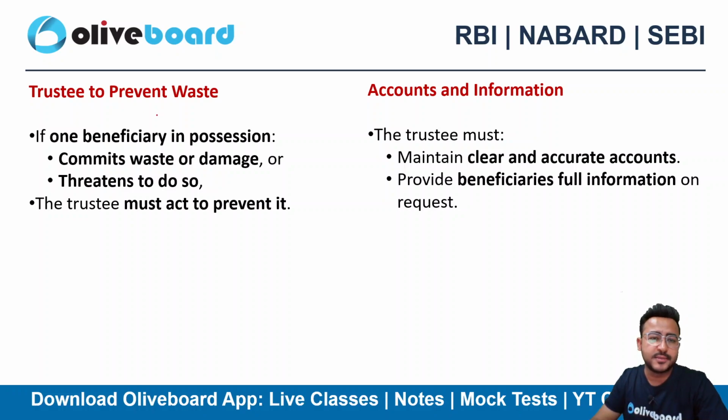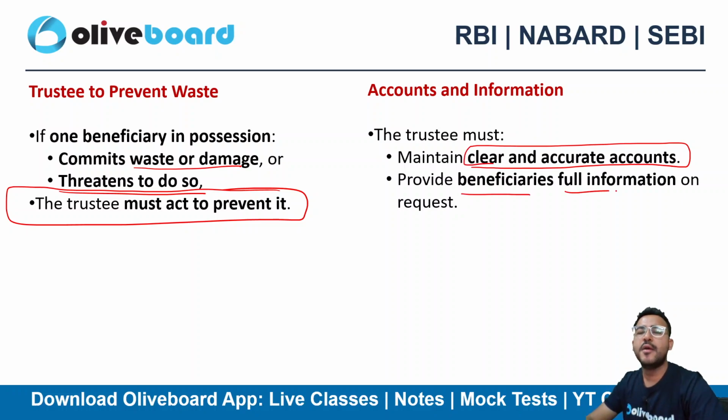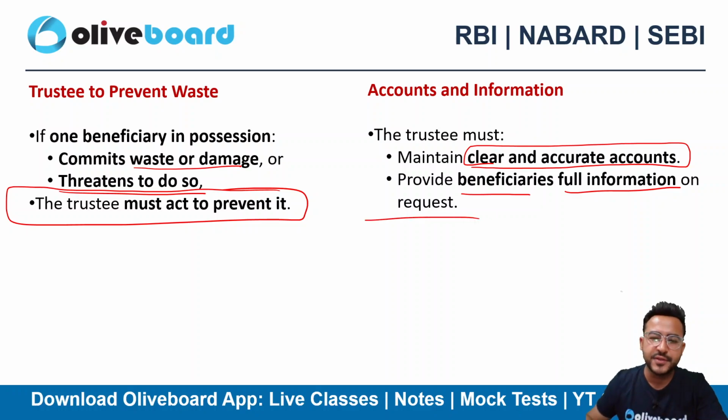Trustee to prevent waste. If one beneficiary in possession commits any kind of waste or damage, or threatens to do so, then the trustee must act to prevent it. If a particular beneficiary commits any kind of waste or damage, or even just threatens to do so, तो वहां पे ट्रस्टी को क्या करना पड़ेगा? He needs to protect the same. Accounts and information: the trustee must maintain clear and accurate accounts related to the property and provide beneficiaries full information on request. If any beneficiary wants any accounts or any other thing, then the trustee is liable to provide the same. Right?